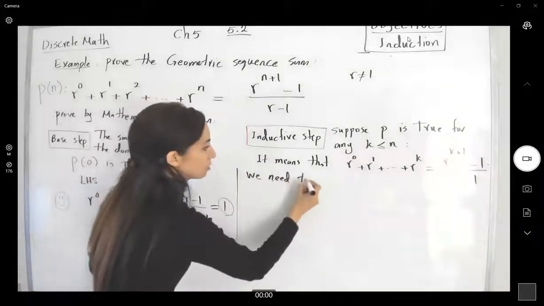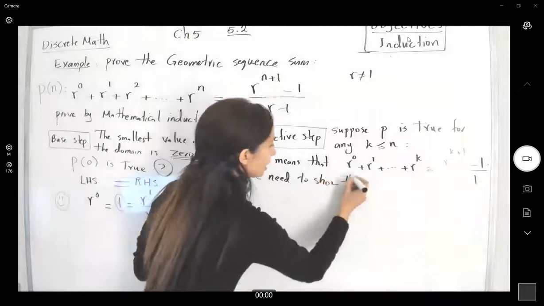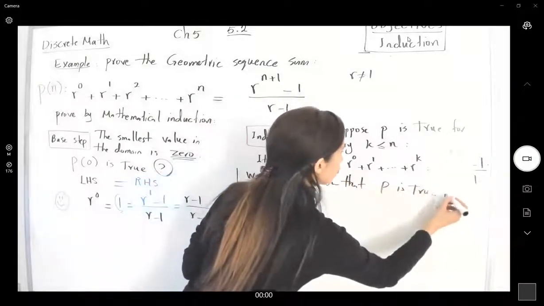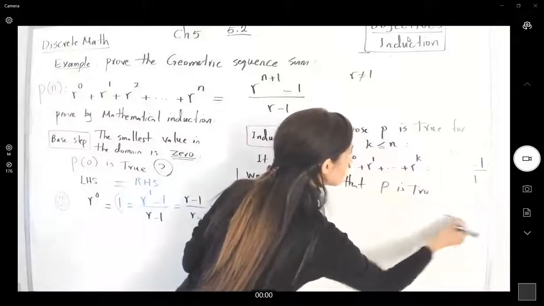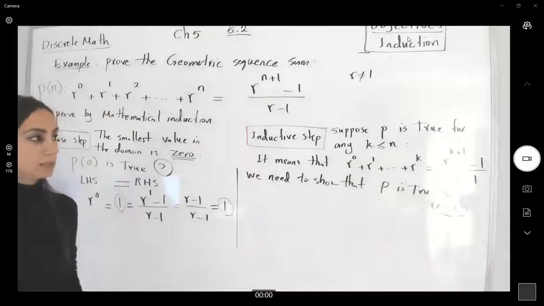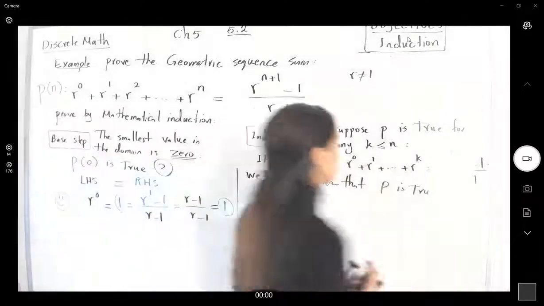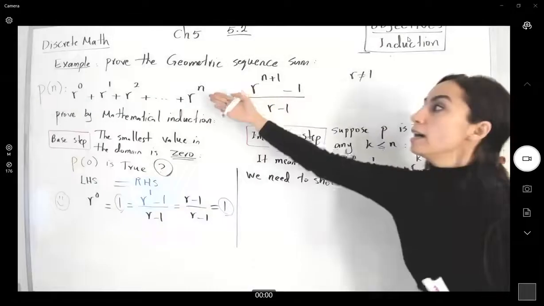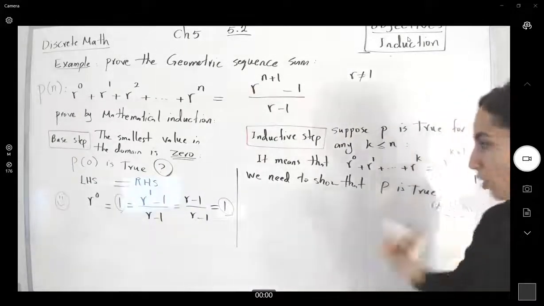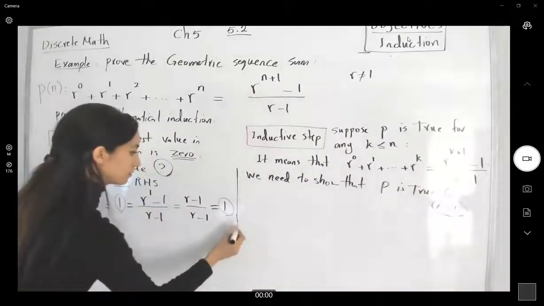We need to show that P is true for k plus 1. What's the meaning of that? It means that if I plug in k plus 1 for n, the left-hand side and right-hand side are equal to each other. Okay, let us begin.